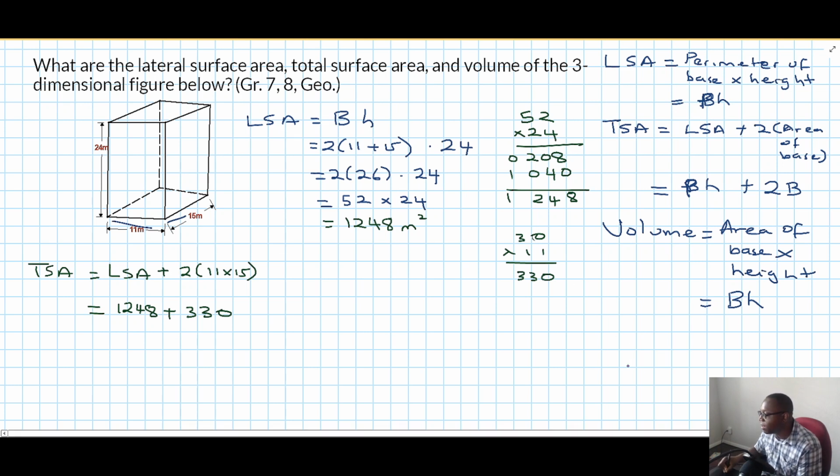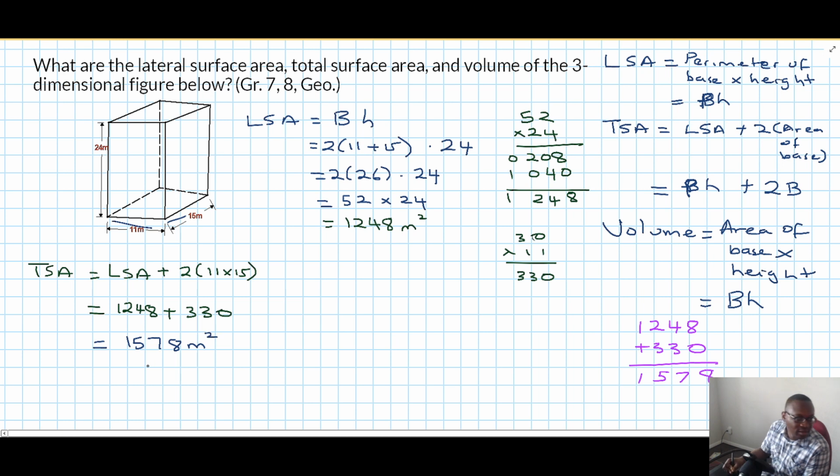So we're going to go ahead and solve that. Let's do it here. 1,248 plus 330. So I have 8 here, 7, 5, 1. So this is going to give me 1,578 square meters. And then finally, we want to find the volume of the figure. The volume is the area of the base multiplied by the height.